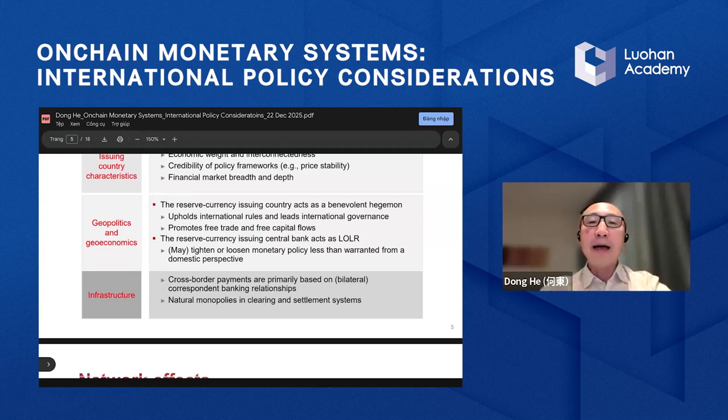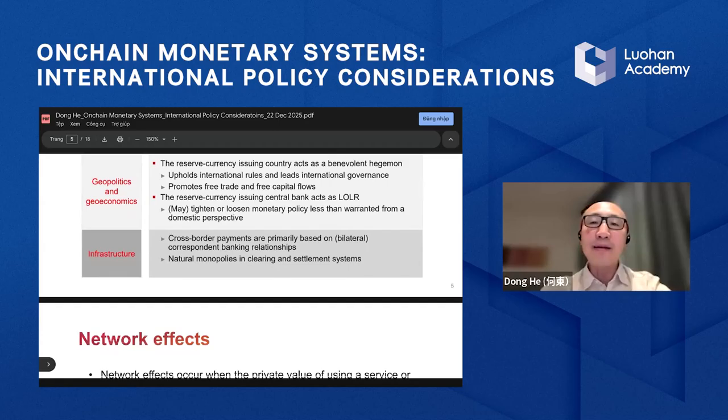And of course, there are other important institutional arrangements. For example, the Fed's willingness to actually provide swap lines for many other central banks in the world. It acts as a lender of last resort, and it may tighten or loosen monetary policy, not entirely depending on US domestic considerations. It may take an international perspective here.